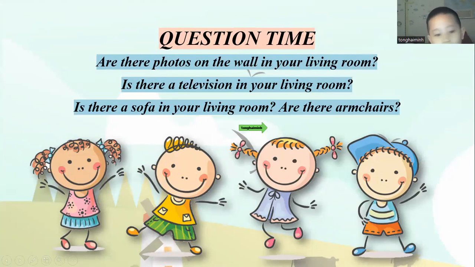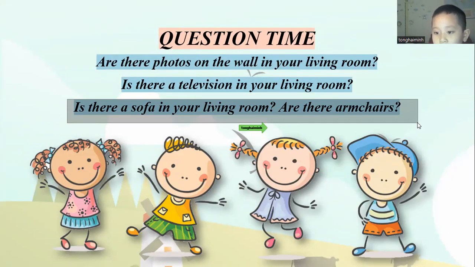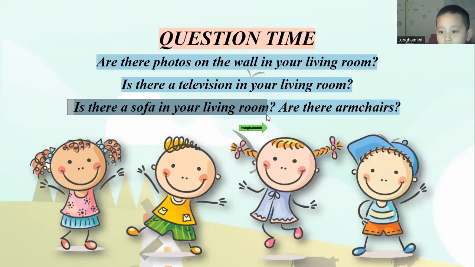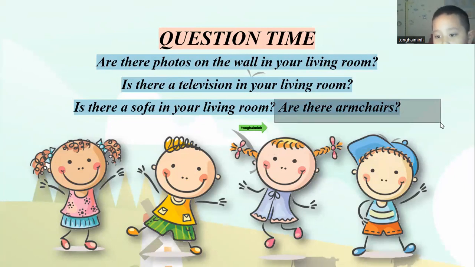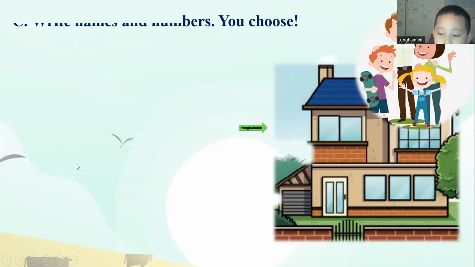Okay, how about this one? Can you please read? Is there a sofa in your living room? Yes. You say yes, there is. How about armchairs? Can you see armchairs in your living room? Yes or no? No. Okay, thank you for answering my question, Min.